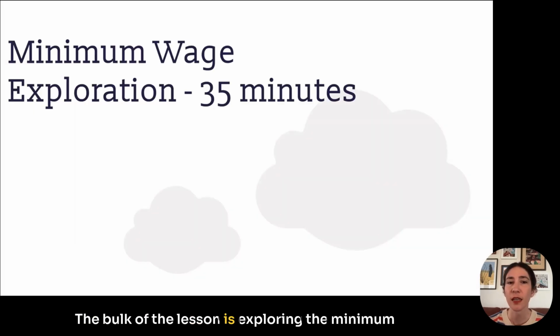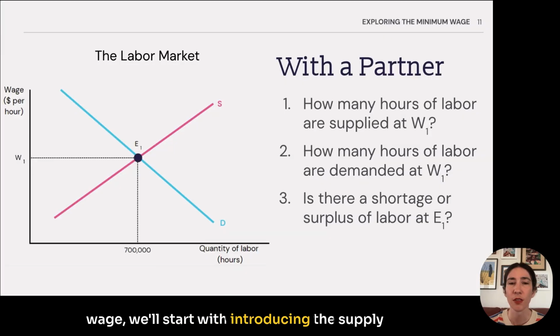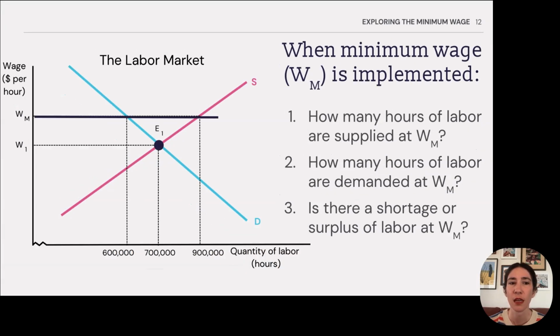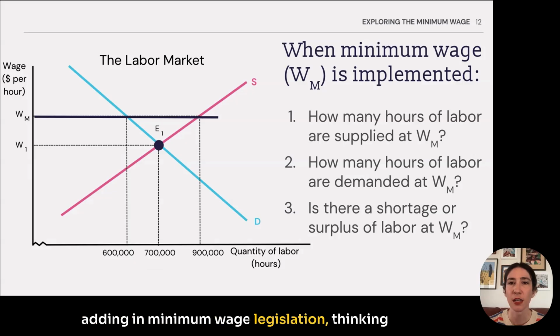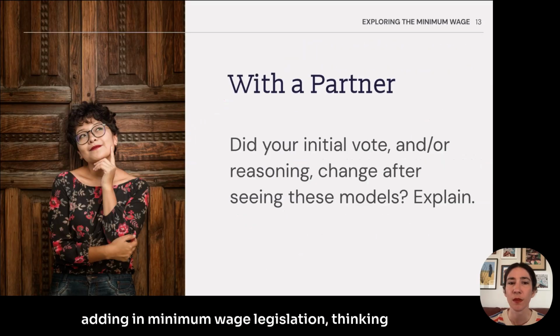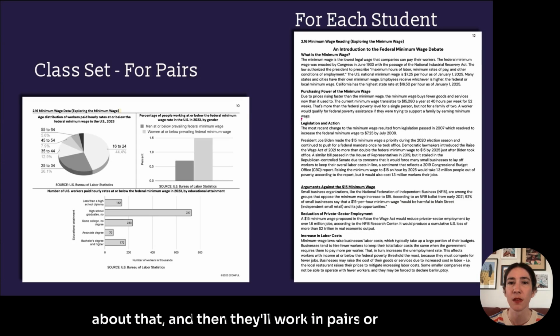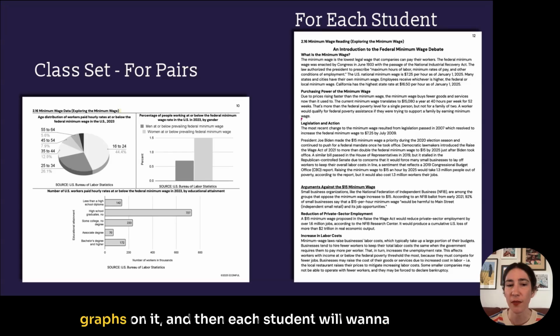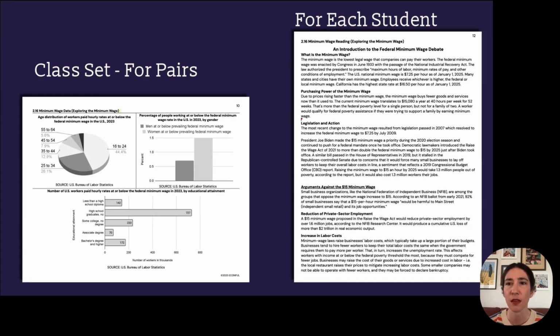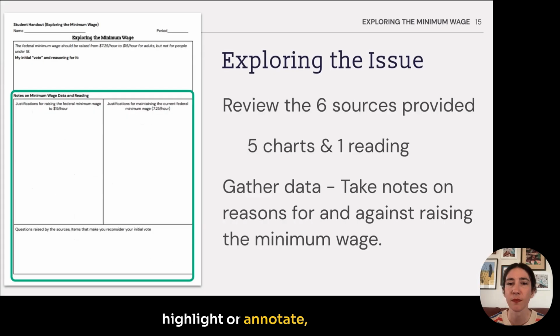The bulk of the lesson is exploring the minimum wage. We'll start with introducing the supply and demand graph for the labor market, adding in minimum wage legislation, thinking about that, and then they'll work in pairs or small groups. They'll receive 2 handouts. They can share this printout that will have graphs on it, and then each student will want to have their own reading so that they can highlight or annotate.